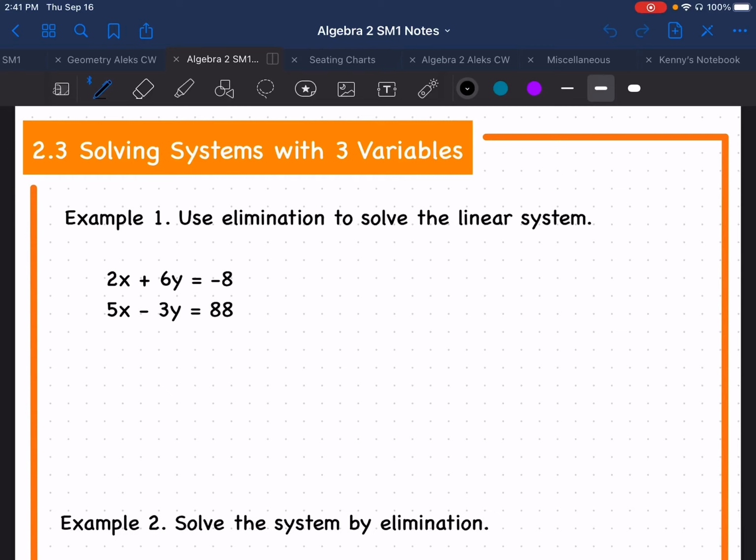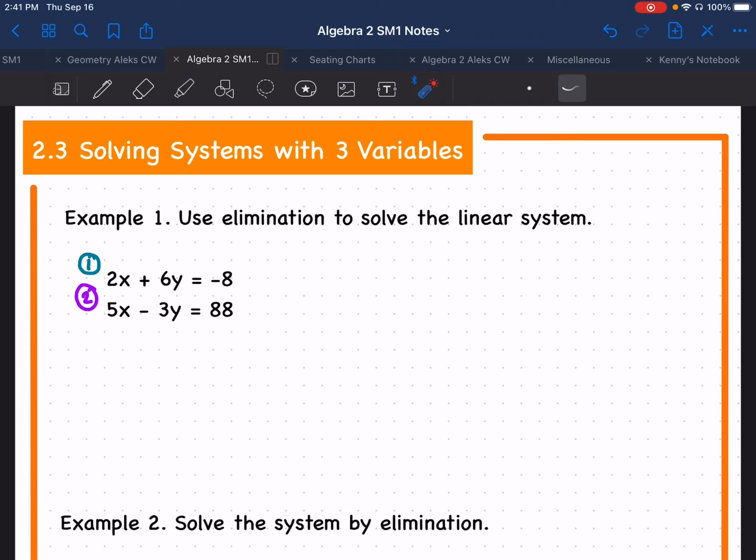Today's lesson is 2.3, Solving Systems with 3 Variables. For the first example, we're going to go ahead and go over the elimination method one more time. Remember that we want to label them as equation 1 and equation 2.